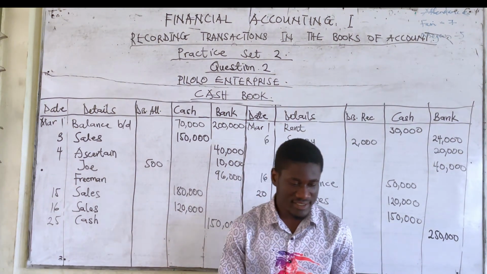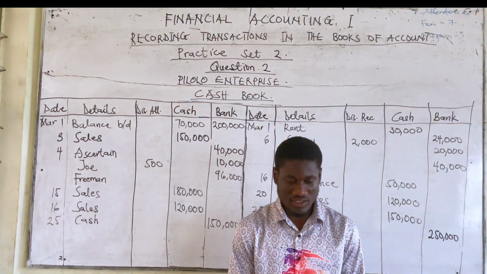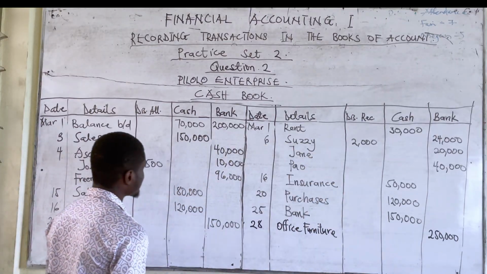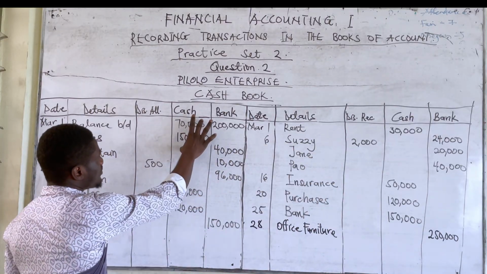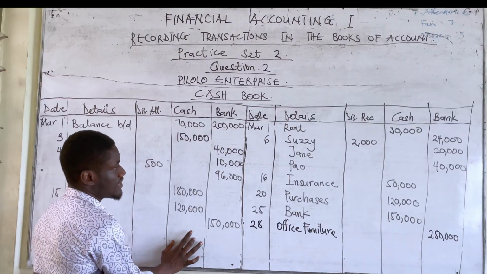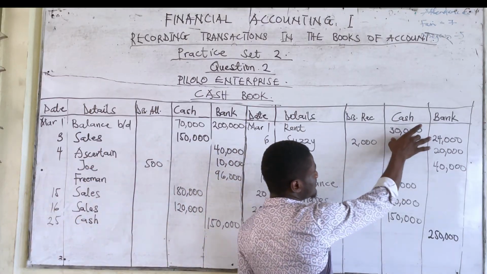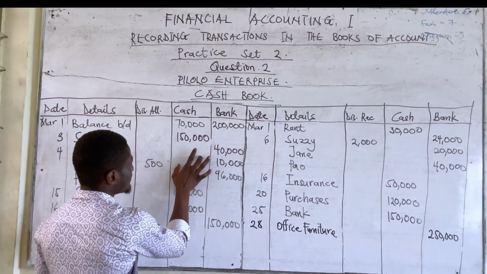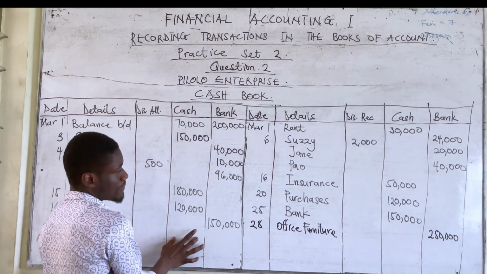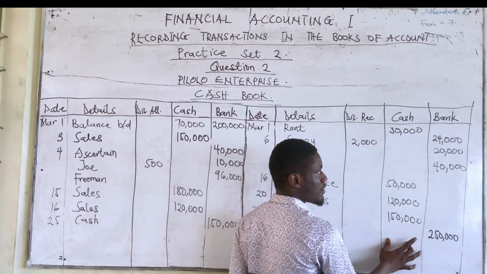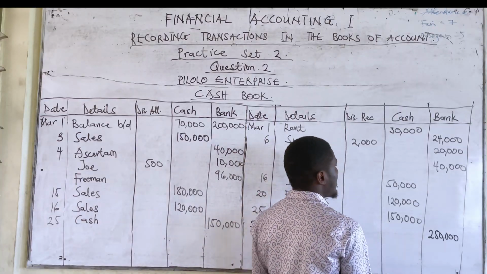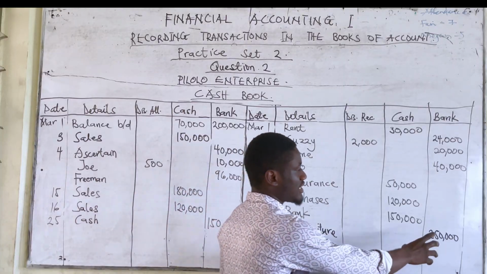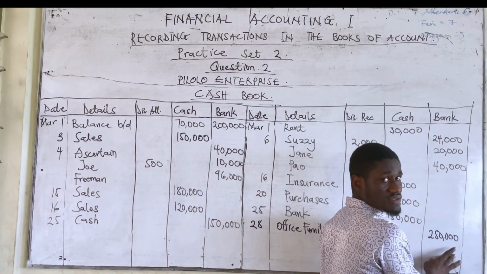Okay, so we'll see that the debit side is what? Greater than the credit side. That means that when we added all this, it was greater than this side. The debit amount at the cash column was greater than the credit amount at the cash column. And the debit amount at the bank column was also greater than the credit amount at the bank column.